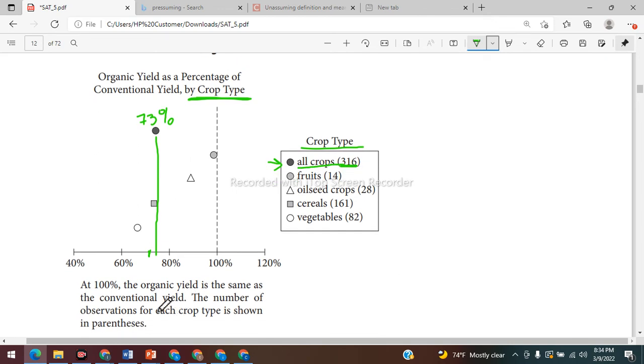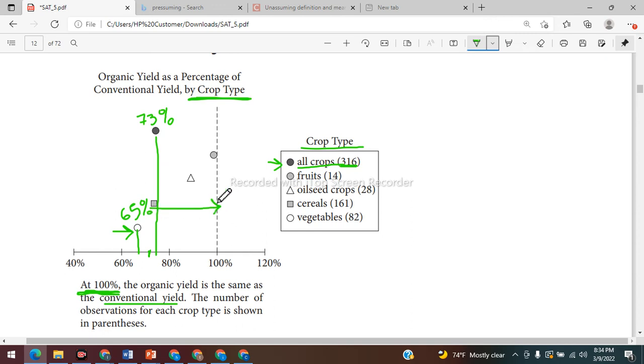Okay, this is very important for us to understand. What they're trying to say is that when we see that it reached 100%, that means the organic yields the same thing as the conventional yield. So let's take a look at our vegetables. This looks like 65%, right? Because it's 65%, you notice how far that is away from 100.